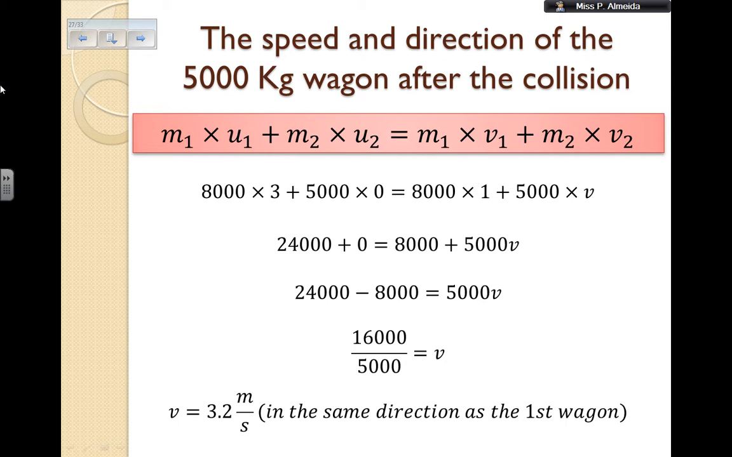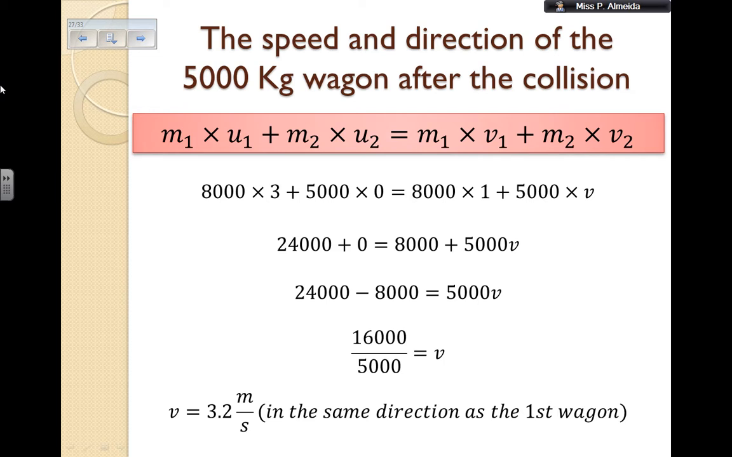So m1 times initial velocity of 1 plus m2 times initial velocity of 2 equals m1 times the final velocity of 1 plus m2 times the final velocity of 2. So I'm going to consider my object 1 to be the 8,000 kilogram wagon. So I get 8,000 times 3, the initial velocity, plus 5,000 times 0, the other wagon was stationary. That's going to be equal to 8,000 times 1, because that's the final speed, plus 5,000 times v, because I don't know what v is, okay?